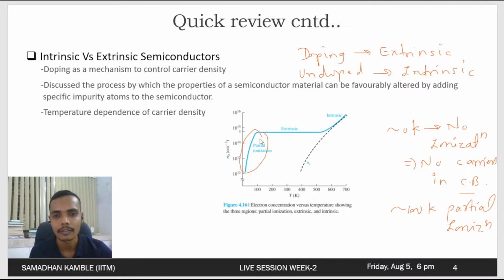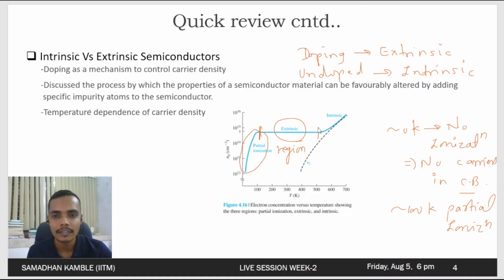What if we further increase the temperature? Once we reach this particular point, we can say that all the donor atoms are fully ionized, and even if we increase the temperature, the number of carriers from the donor atoms is not going to increase. The only factor which is increasing is the intrinsic concentration, but we also saw that the intrinsic concentration doesn't vary very significantly with increasing temperature. So till this particular point, the carrier density remains almost constant. Ideally it very slowly increases, but effectively you can say that it remains constant, and this region is called the extrinsic regime or extrinsic region.